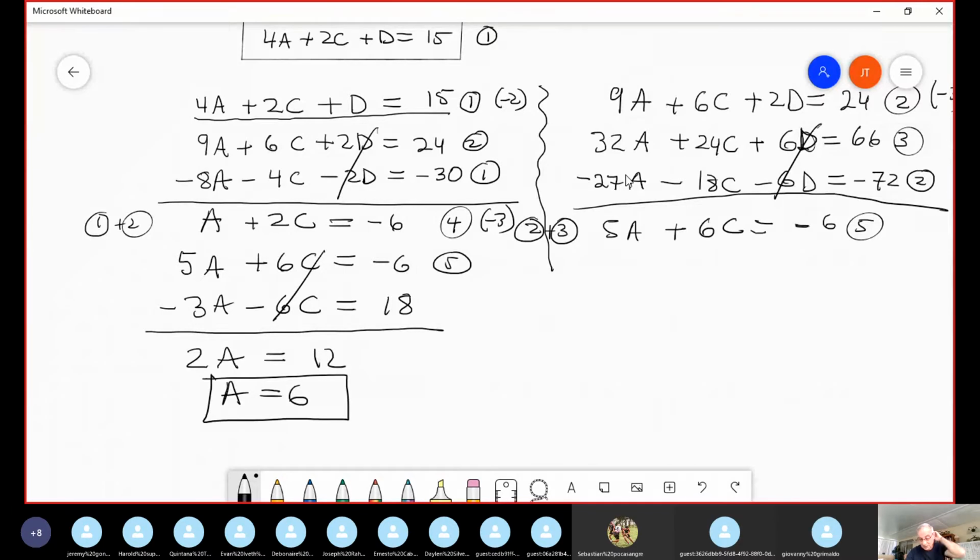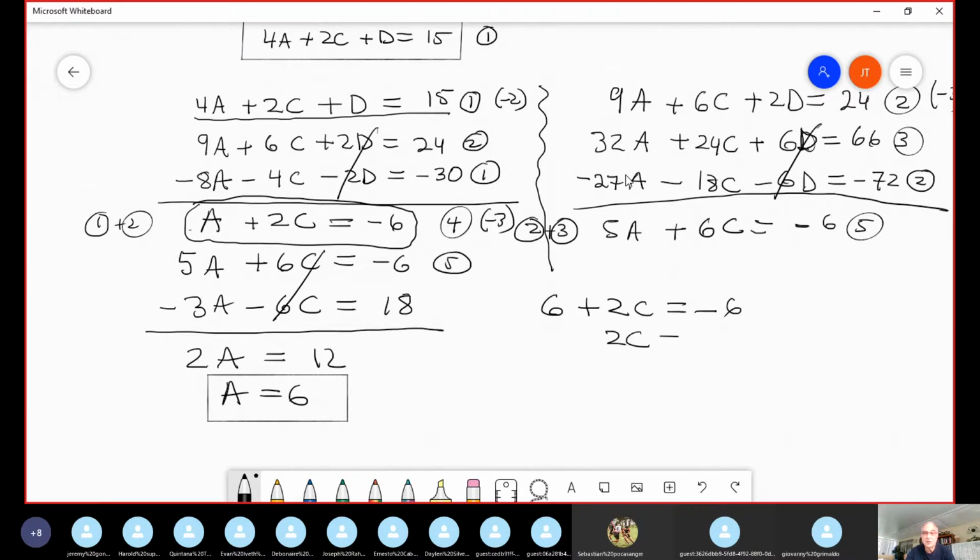Okay. I'm going to find the C. I take advantage. I take the easier, equation number 4. I know A is 6 plus 2C equal negative 6. 2C is equal negative 6, and another negative 6 becomes negative 12. Divided by 2 both sides, C is negative 6. And finally, I need to find D, no? Okay, it's the last one.